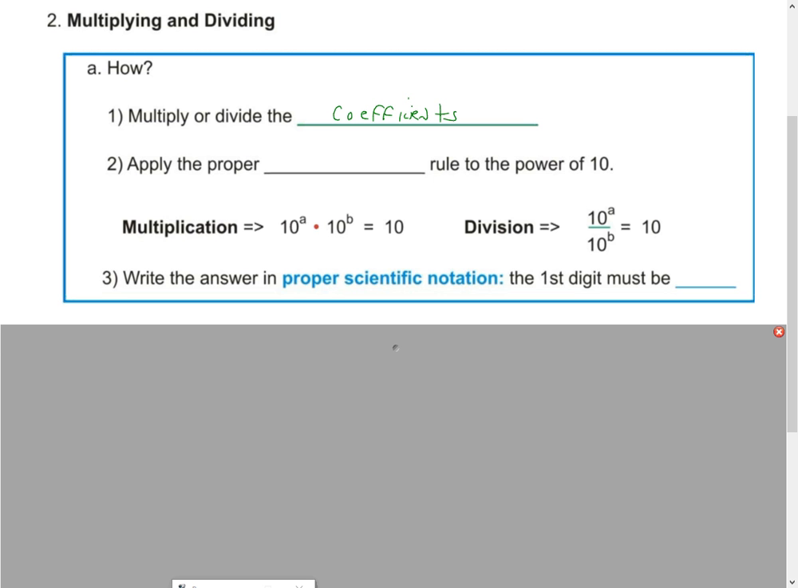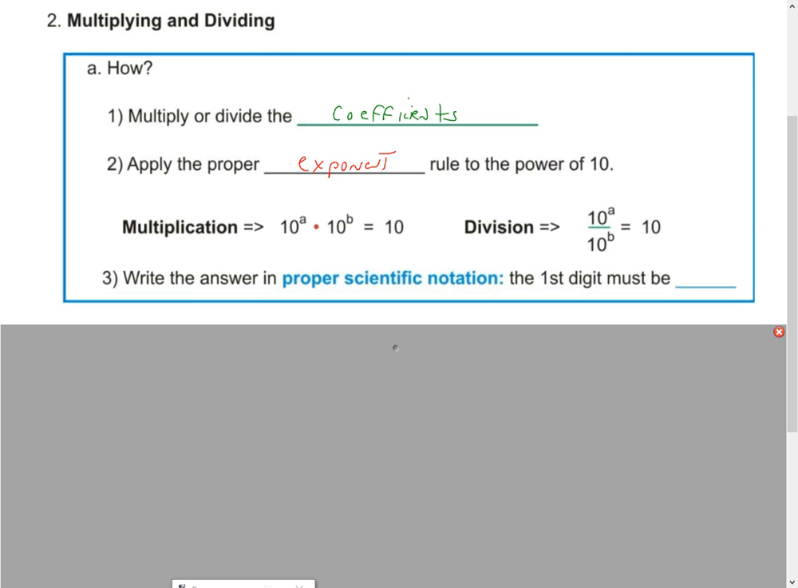C-O-E-F-F-I-C-I-E-N-T-S. Multiply or divide the coefficients. Depends on what you're doing, right? And then, I'm going to do this part in red, apply the proper exponent rule.